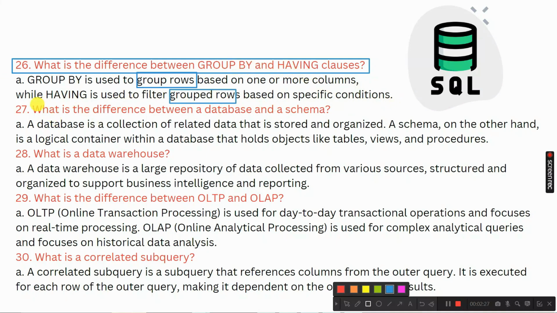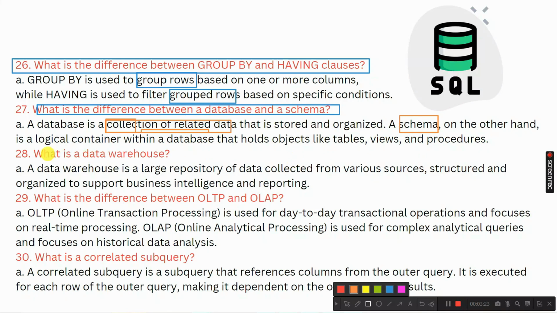Then the next question is, what is the difference between the database and schema? A database is a collection of related data that is stored and organized, whereas a schema is a logical container within a database that holds objects like tables, views, and procedures. This is the main difference between database and schema.